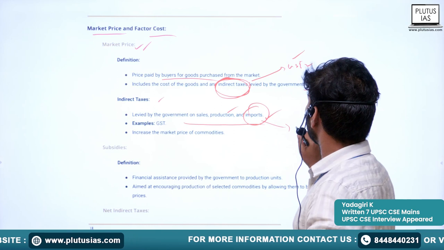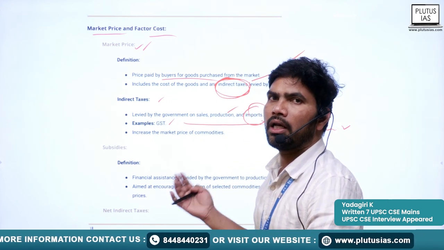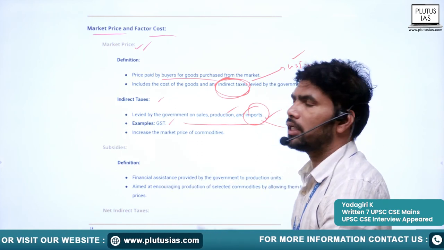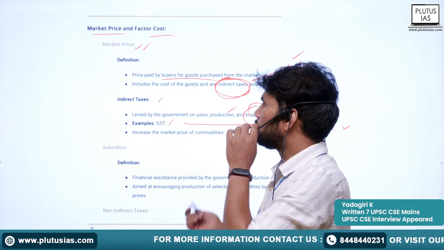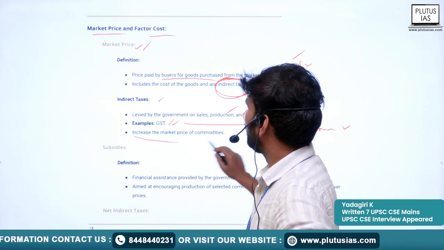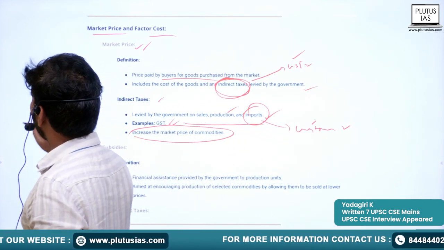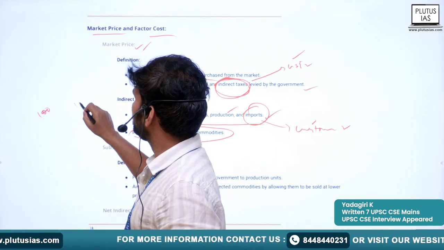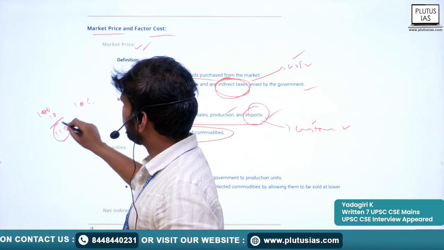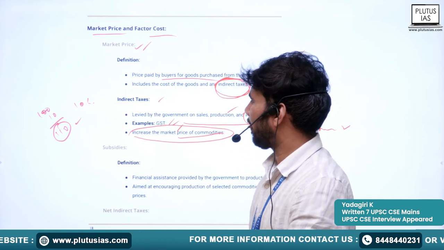When we see imports, customs tax will be imposed. So examples are GST, customs, and earlier excise tax used to be there. Now also on certain products, excise tax is still there. It is not completely subsumed in GST, right? So for now, you remember GST is there, customs duty is there, etc. The feature of it is that it increases the market price of commodities. For example, the price of a commodity is 100 rupees and the GST is, let's say, 10%. So 10% of this value, that is 10, will be included. So the cost of the product will become 110 rupees. So it increases the market price of the commodity, right?